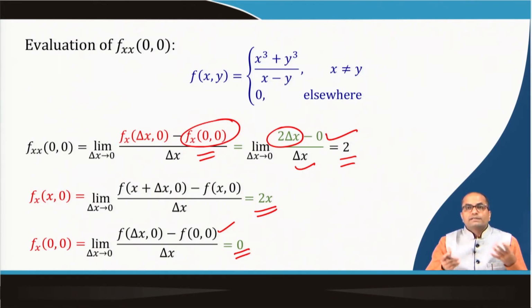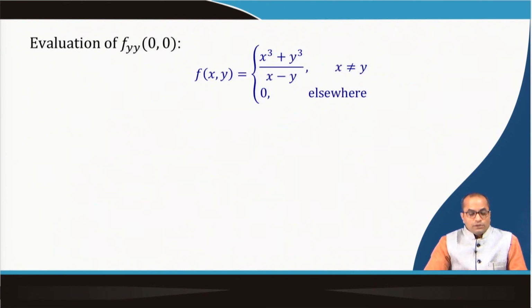So, what we have observed is that the function is not continuous, but still the partial or even higher order partial derivatives, second order, third order, may exist. So, there is absolutely no direct connection between continuity and the existence of partial derivatives, which we have already observed in detail in the previous lecture.